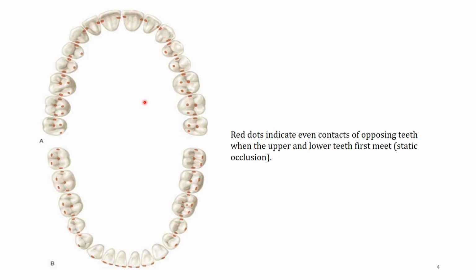Coming to this photo, all the red dots indicate the contact of opposing teeth. So it is basically a photo of static occlusion. Whenever we give a denture or a fixed prosthesis to the patient, we put articulating paper in the whole arch and tell the patient to bite, and you will be able to appreciate all these even contacts everywhere. These are not high points. This is just the sign of proper contact of the opposing teeth.